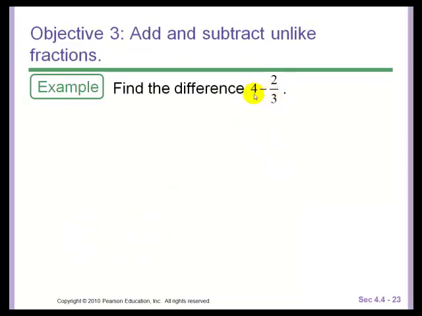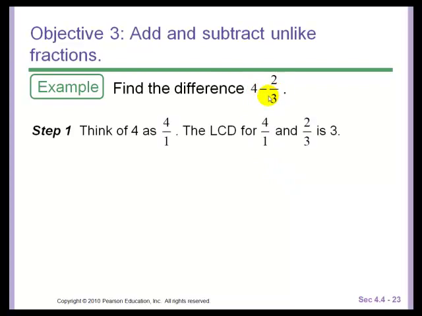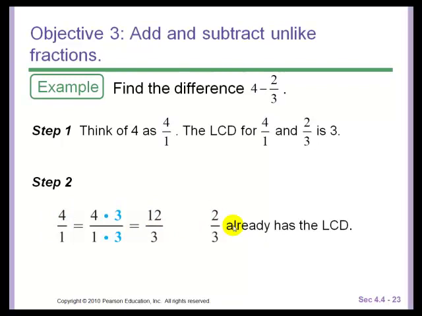Another example. Find the difference of 4 minus 2/3. Think of 4 as 4/1. Recall that any number or letter or anything at all can be rewritten as a fraction by putting it over 1. The LCD for 1 and 3 is going to be 3. Anytime you have a denominator of 1, the other denominator will be your LCD. To get 1 to be 3, you just multiply it by 3, so 4/1 is 12/3. And 2/3 already has the LCD.